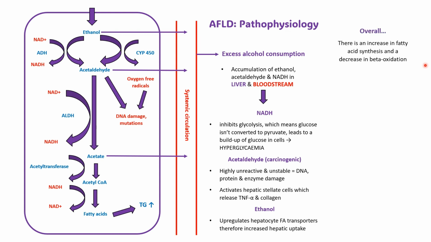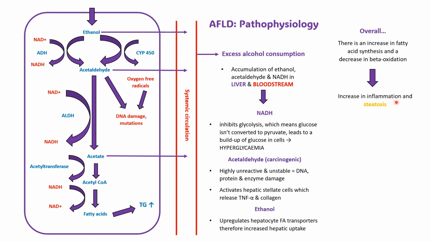And when we ultimately have cirrhosis, so irreversible scarring, there's a risk of hepatocellular cancer, liver cancer, and we're going to talk more about how you can monitor a patient's risk of that developing. Overall, in terms of this process, there's an increase in fatty acid synthesis and a decrease in beta oxidation, remember, because of that mitochondrial damage.